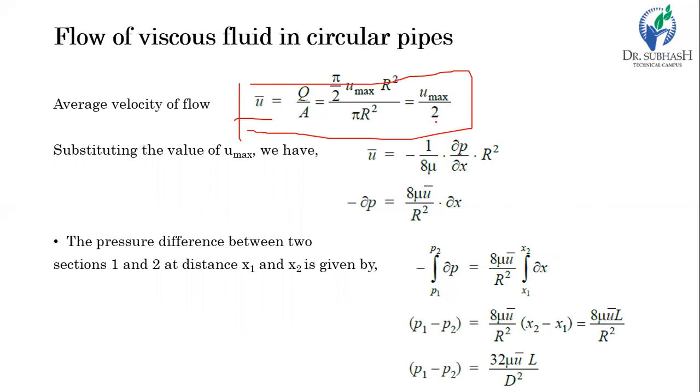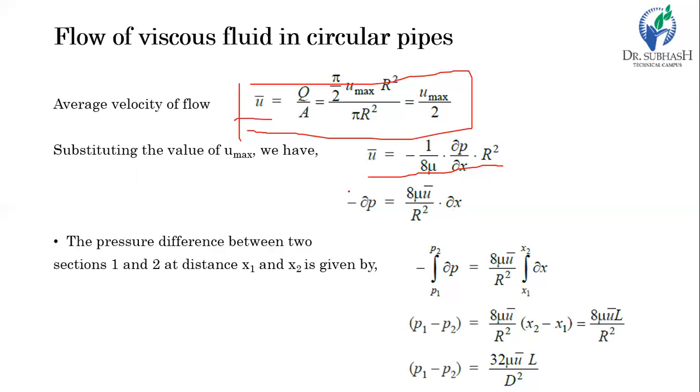Now substituting the value of u max, we get u bar equal to minus 1 upon 8 mu into del p by del x into R square. Thus we rearrange the equation to calculate the pressure drop between two sections of the pipe which we have considered already. So make del p the subject, and throw all the remaining terms on the other side. So we get minus del p equal to 8 mu u bar upon R square into del x.